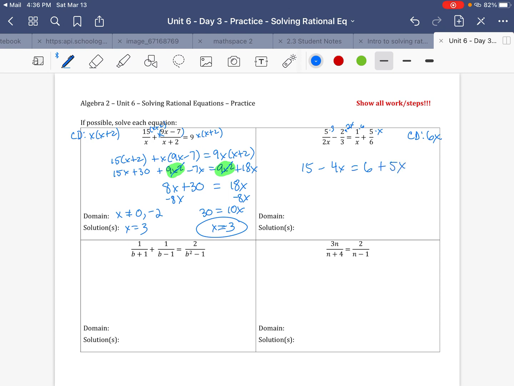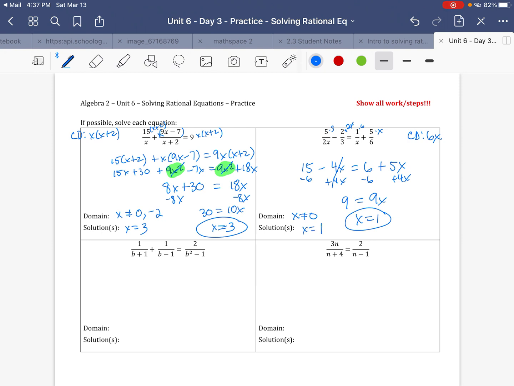All right, and I did forget about the domain. I would look around and I'd say to myself, what would make the bottom be 0 here? Literally 0 would make x be 0, and 2 times 0 is 0. So I cannot accept an answer of 0 if you give it to me. So let's just see what we get. All right, so I'm going to add 4x here. At the same time, take away 6. So that means I get 9 equals 9x. Oh, look at that. x equals 1. So that's perfectly fine because it wasn't 0.